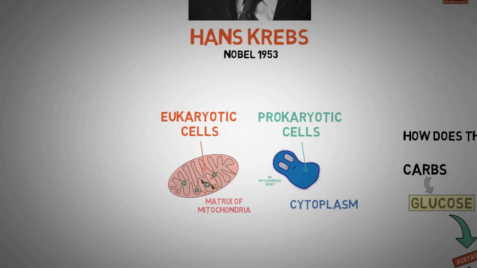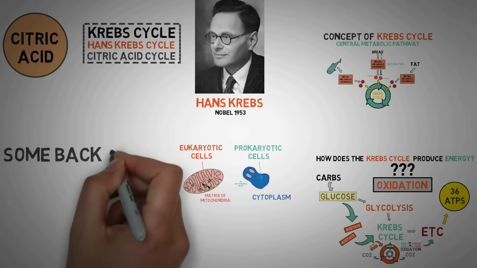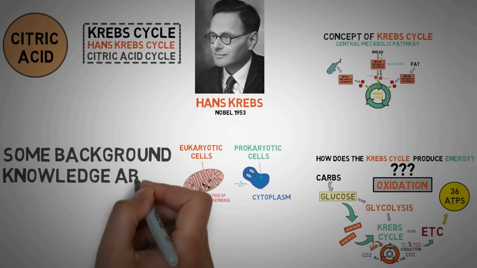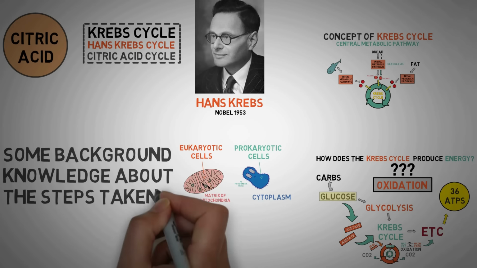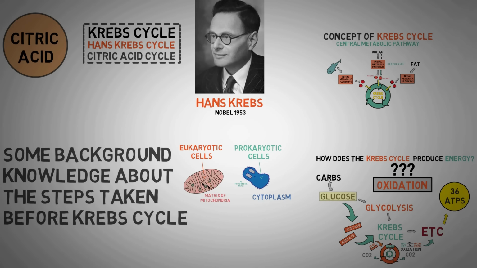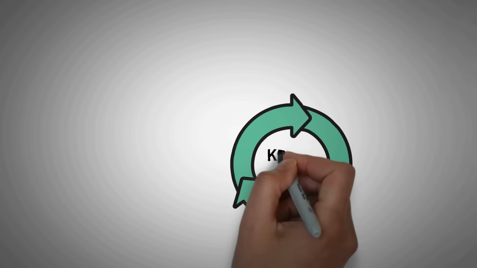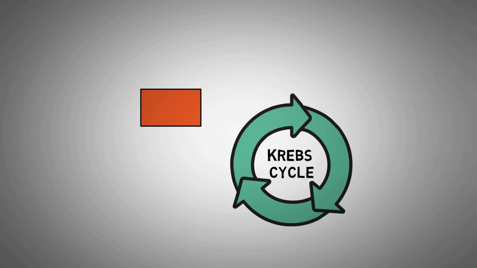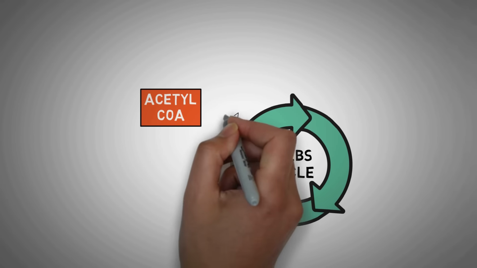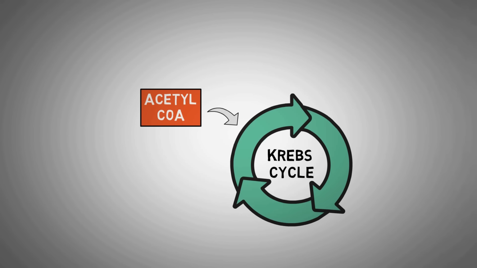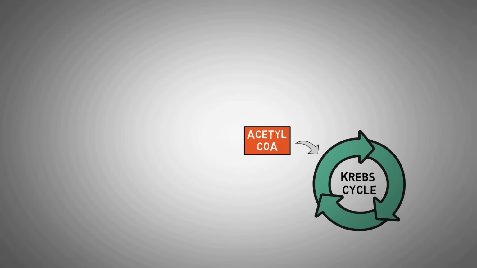Now to learn more effectively about the Krebs cycle, it is very important that you have a little bit of background knowledge about the preceding steps that happen before the Krebs cycle. So the Krebs cycle begins with this molecule, acetyl-CoA. But where does this come from and what is its role in the Krebs cycle? This is very important to understand.